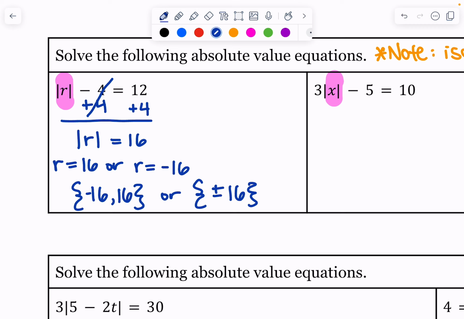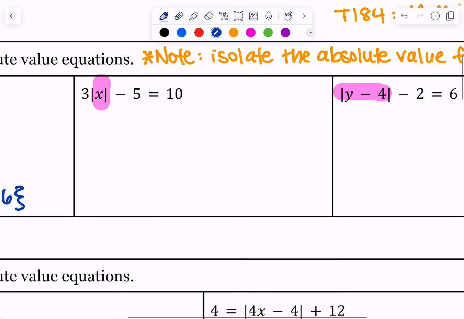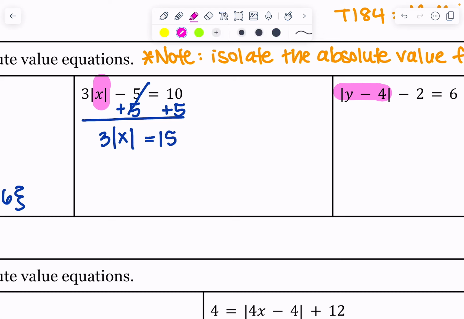All right, for this middle problem, we have 3 absolute value of x minus 5 equals 10. I'm going to add 5 to both sides. And I'm left with 3 times the absolute value of x is equal to 15. Our goal is still to get this absolute value by itself. So I need to divide by 3 before I do that. And I'm left with the absolute value of x is equal to 5.